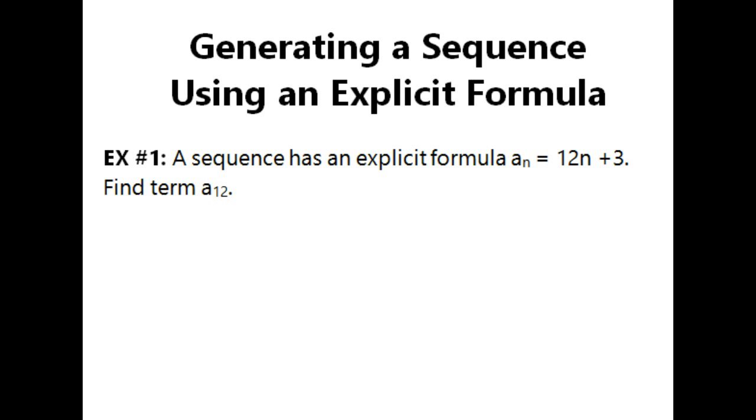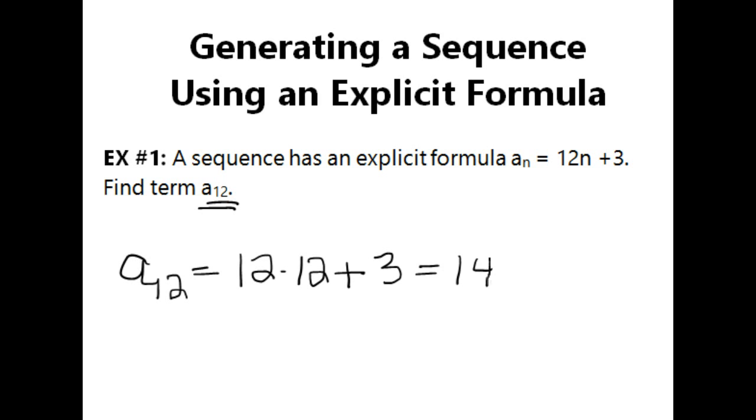So let's go ahead and output a sequence given an explicit formula. We are given this explicit formula, a sub n equals 12 times n plus 3, and we're asked to find the 12th term. So let's substitute 12 wherever we see an n in this formula. We get 144 plus 3, which is 147. So the 12th term equals 147.